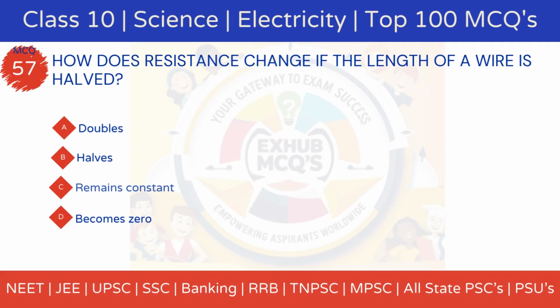MCQ 57. How does resistance change if the length of a wire is halved? Option A, doubles. Option B, halves. Option C, remains constant. Option D, becomes 0.